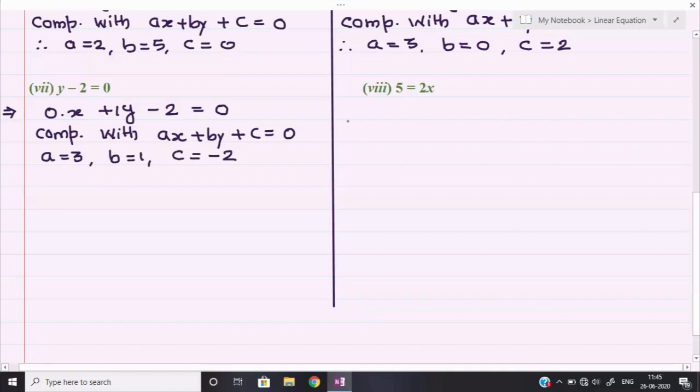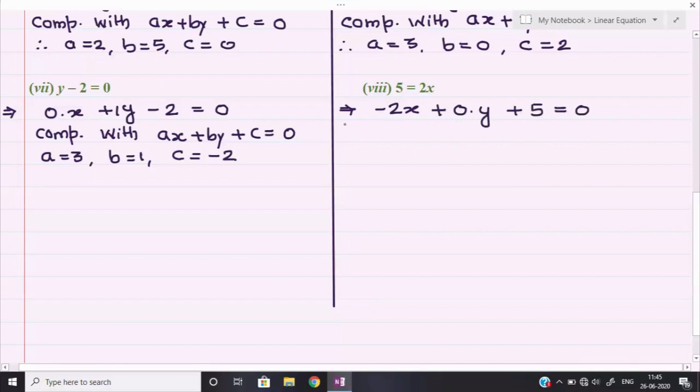Quickly we shall see part number 8. See, in part number 8, first of all, 2x I will bring on this side, so 2x will become negative. Along with 2x, 5 is coming, which is a constant term, meaning only a number. But the y term is not given to us, so we shall write in the same manner as in the last two questions. This will be 0 into y and then plus 5 is equal to 0.